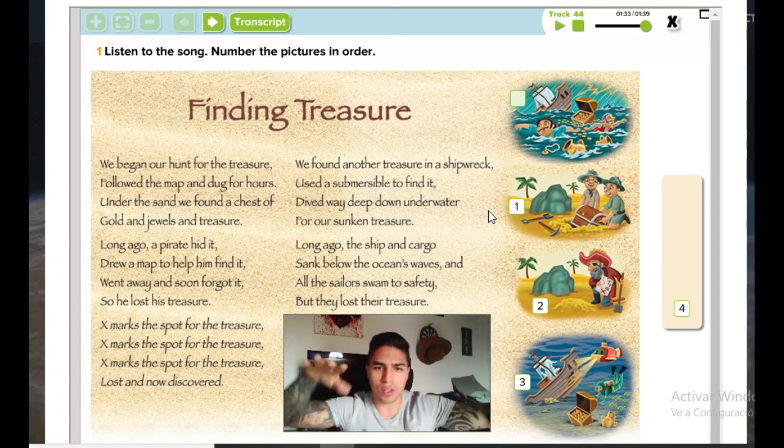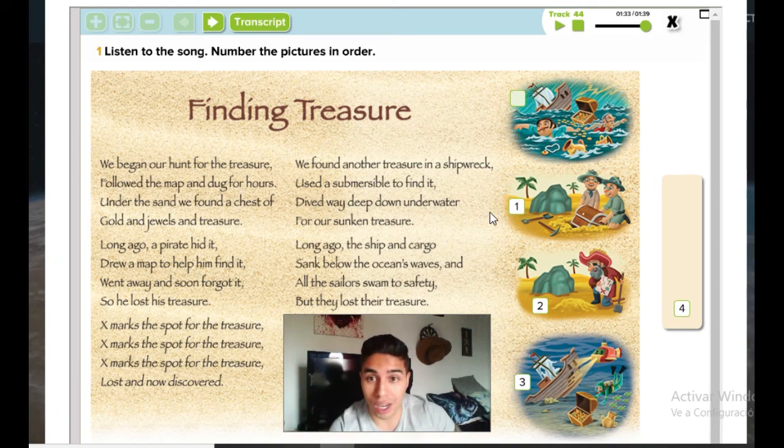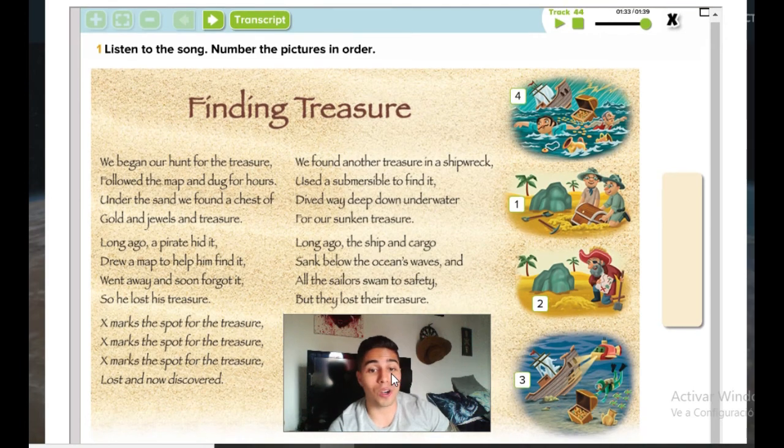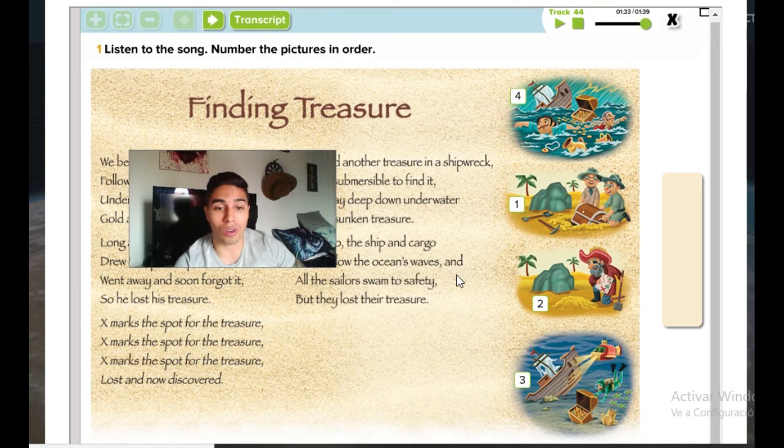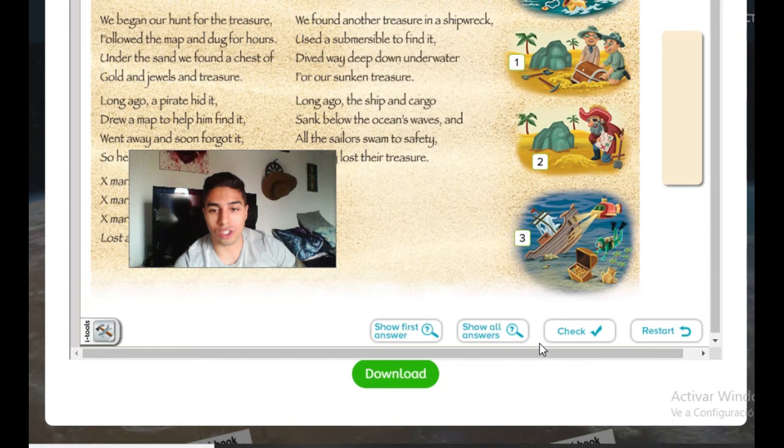And finally, long ago, the ship and cargo sank below the ocean's waves, and all the sailors swam to safety, but they lost their treasure. So as you can see, our last picture is number 4. I will put the number there, and now we are going to check if we are right or if we are wrong. Let's check.